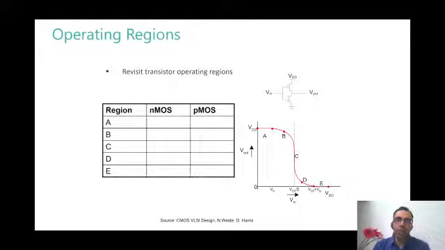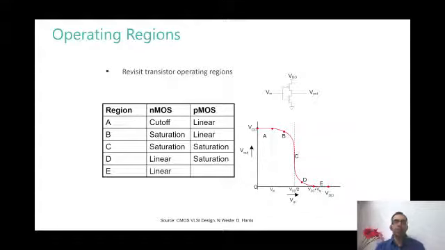So now at different points, A, B, C, D, E, where are my different transistors? So at A, my NMOS is in cutoff, PMOS is in linear. And you can actually fill this entire table like this. Can you verify if this table is filled correctly? Any questions, any confusion around it?